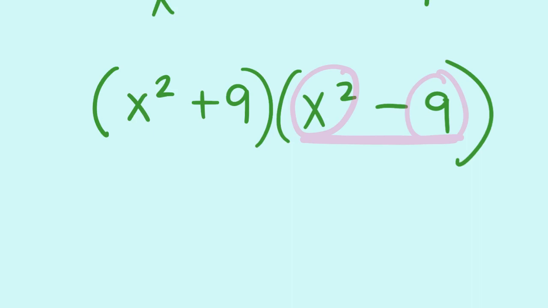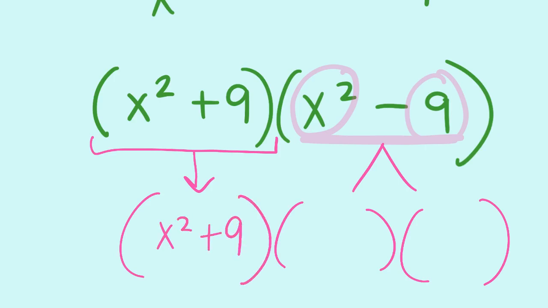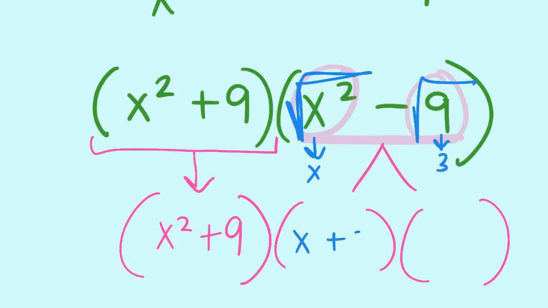So when this happens, you need to factor this even further. We're still going to have this part. We can't change this part. I'm just going to go ahead and drop that down: x squared plus 9. But this we can factor again. The square root of x squared is just x, and the square root of 9 is 3. So I'm going to write these in here as x plus 3 and x minus 3.